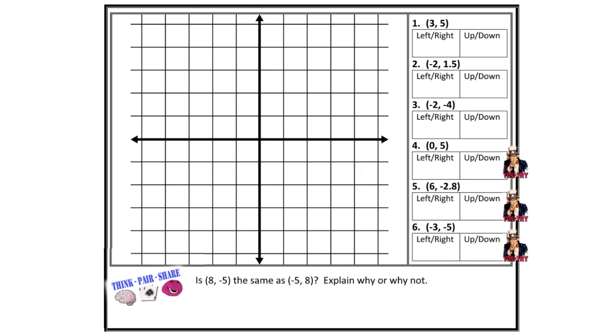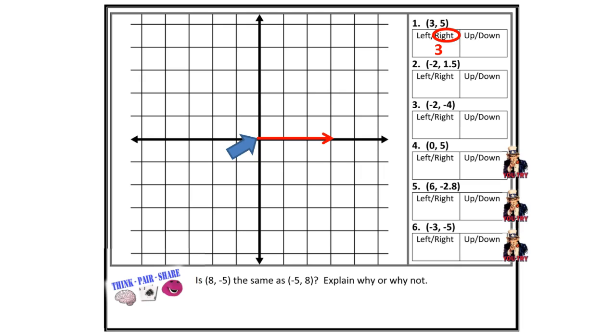Let's try a few together. If it helps, you might need a little reminder, whether it's left, right, up, down. I have 3, 5. 3 is my x-coordinate, so that's where I'm going to go left or right. 3 is +3. Right is positive, left is negative. So I'm going to start at my origin, and I'm going to go 3 to the right. That's step 2. Start at your origin, then move to the left or right.